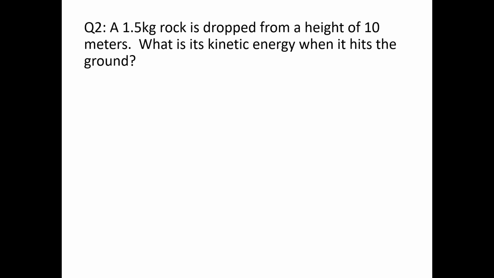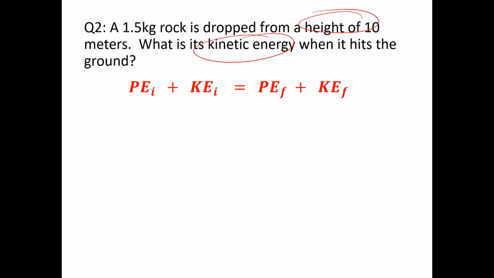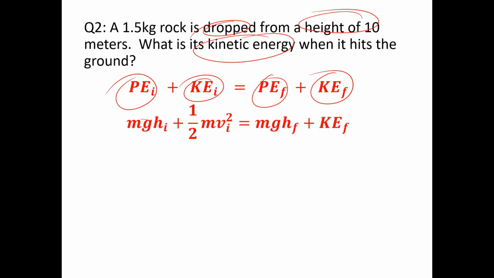But here you have a rock dropped from a height, and it's asking you for kinetic energy when it hits the ground. So it's giving you a height, so we need to figure this out. It's dropped, so we know that's going to be 0. It's asking you for kinetic energy, and it's telling you it hits the ground. We know that's going to be 0, but just to break it out so you can see more, it's telling you the height, so we have that information.